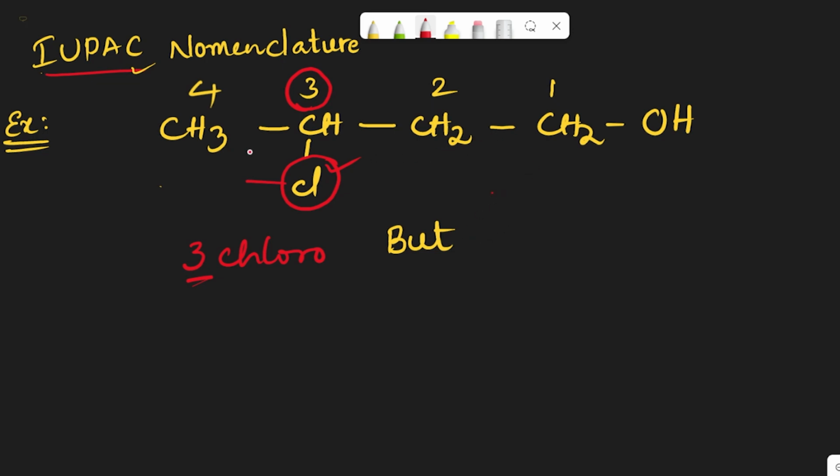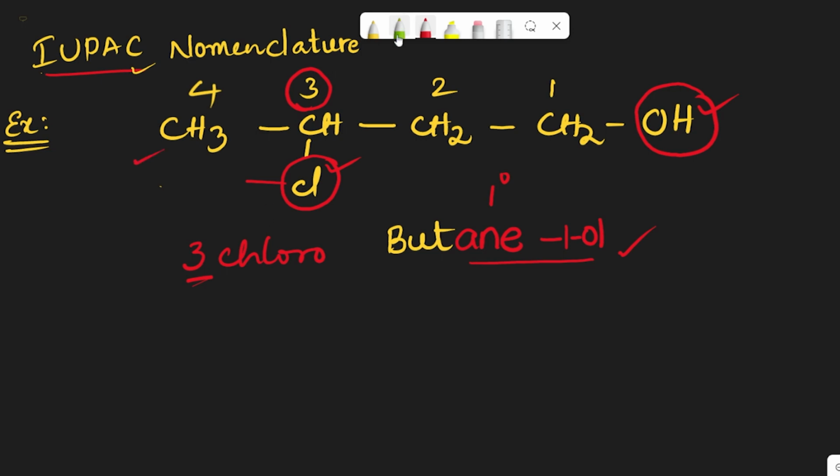So primary suffix here, all are single bonds. So that is why we have to write it as ane. So this is the primary suffix. And let us see the secondary suffix. Here functional group is also given, alcohol. So alcohol is coming, then we have to name it as ol. So 3-chloro-butane-1-ol. So this is the exact name, correct name for this compound.